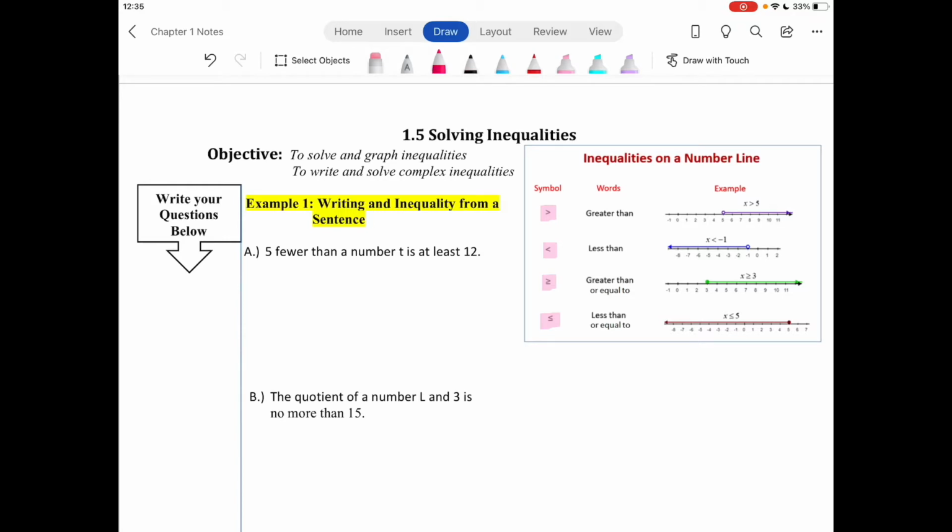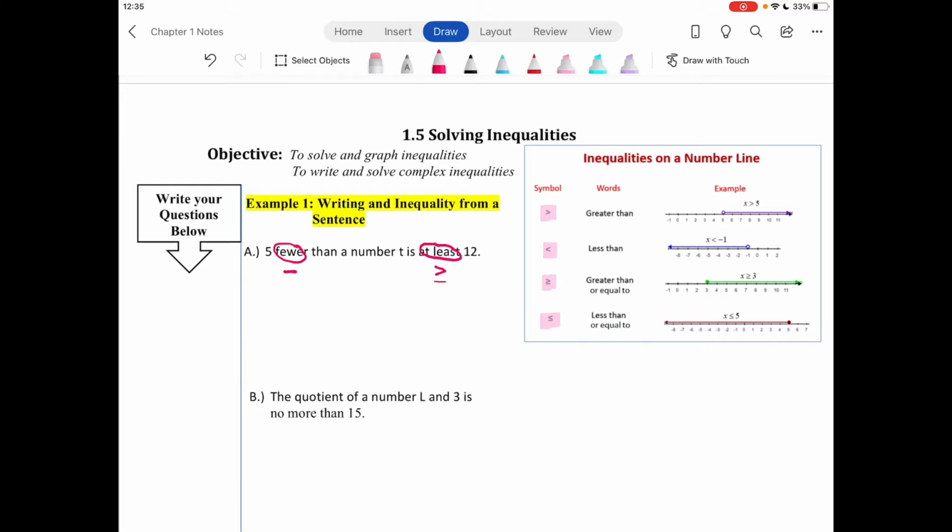Here we have 5 fewer than a number t is at least 12. Let's look for our keywords. First, we have fewer, which tells us we're going to be doing subtraction. And then we have this word at least, which means that 12 is the minimum number that we could have. Since 12 is the minimum, our solution is going to have to be greater than 12, but it could also be 12, so we're going to say greater than or equal to.